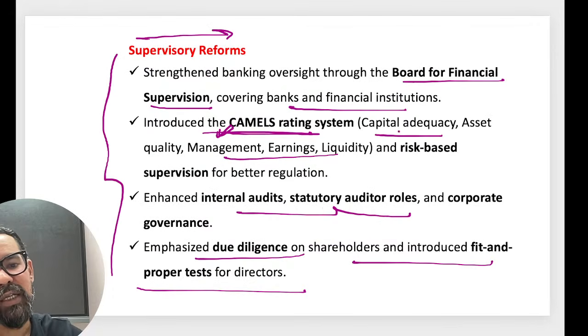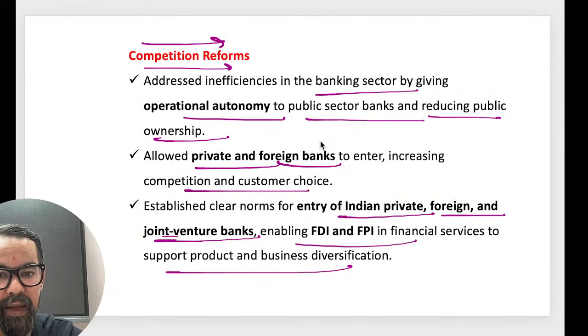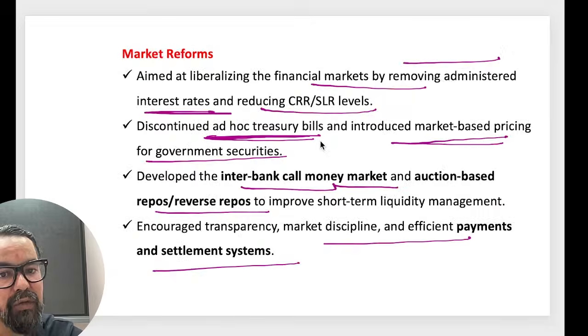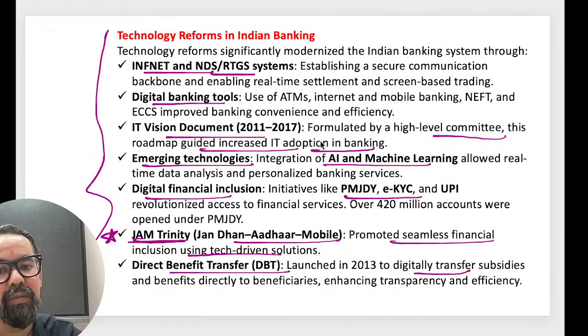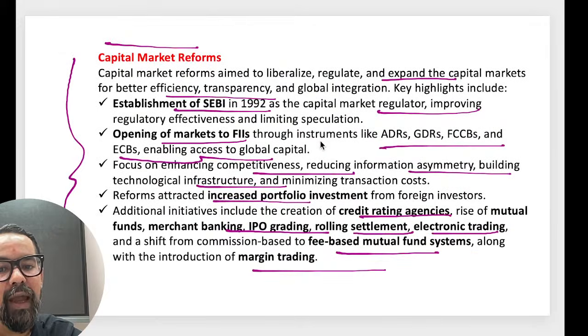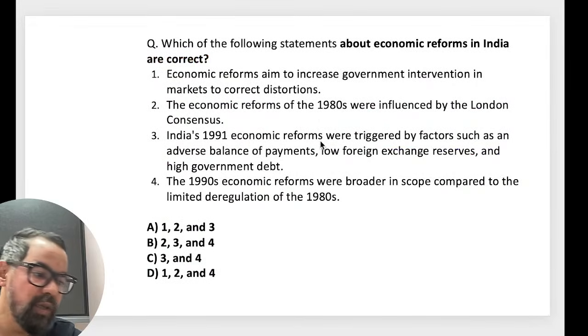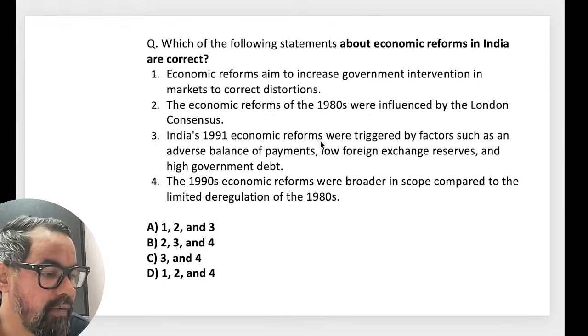CAMELS, this was asked in your previous examination also. The full form of CAMELS is asked many times. So: capital adequacy, asset quality, management, earnings, liquidity and sensitivity to market risk. The last one, S, stands for sensitivity. And similarly competition reforms, market reforms, institutional and legal reforms, Lok Adalats and all these kinds of things. Technological reforms in the banking sector, debt market reforms, forex market reforms and capital market reforms. So this is a list that you have to go through once or twice, revise, and that will help you, right?